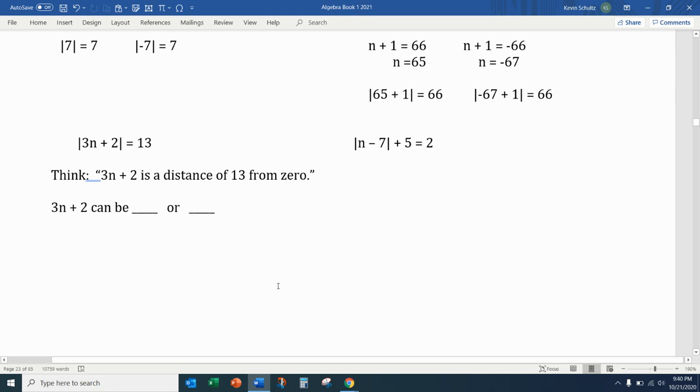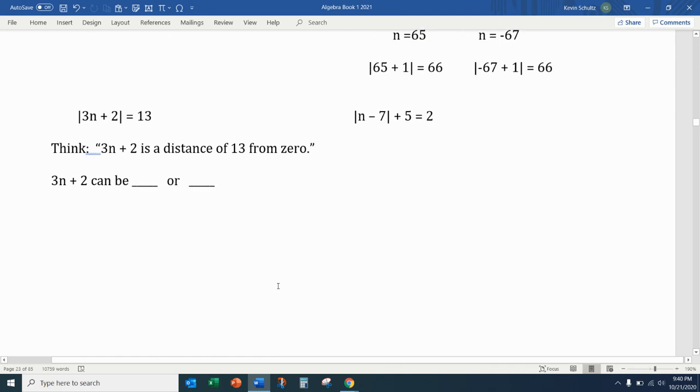So the next one here. The absolute value of 3n plus 2 equals 13. So now we've got more stuff inside of our absolute value bars here. What we're thinking here is 3n plus 2 is a distance of 13 from 0. So what can 3n plus 2 equal that's a distance of 13 from 0?